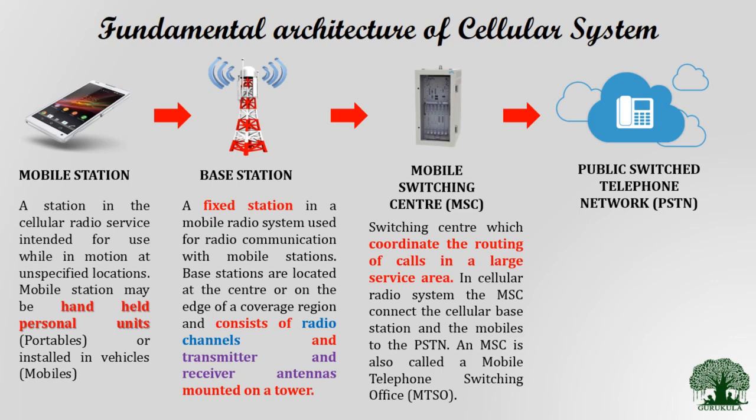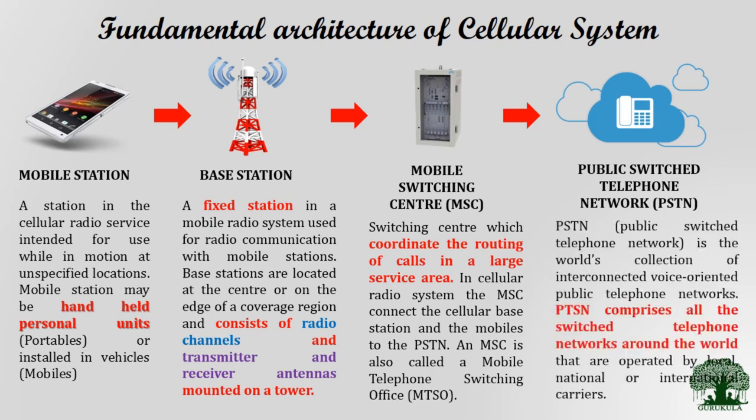All the signals connected to the mobile switching center are now forwarded to the public switched telephone network, also called the PSTN, which is the world's collection of interconnected voice-oriented public telephone networks. The PSTN comprises all these switched telephone networks around the world. So that is the very basic architecture and the basic components involved in cellular architecture. Now we will march forward and see how this cellular architecture actually covers a particular geographical region.